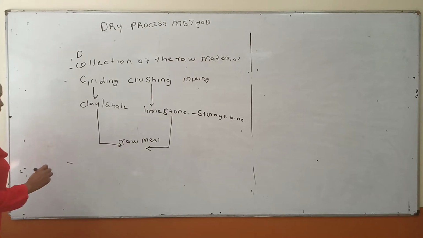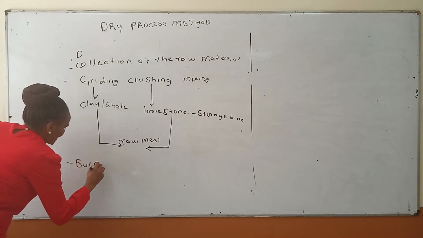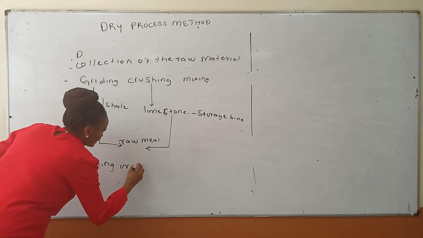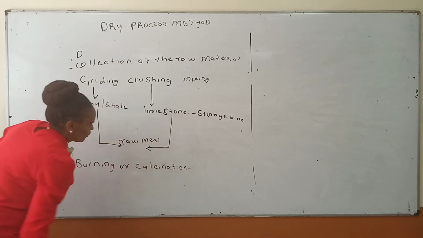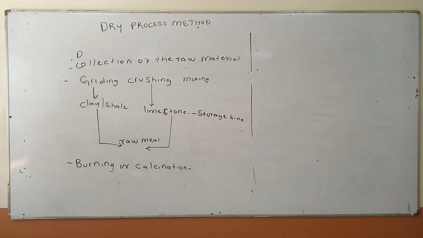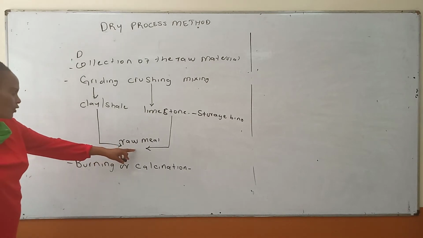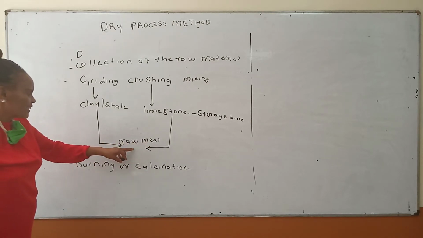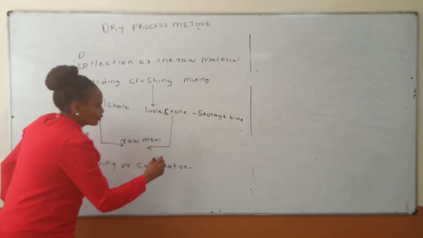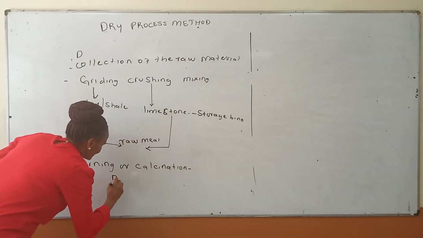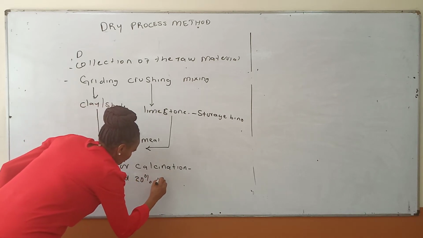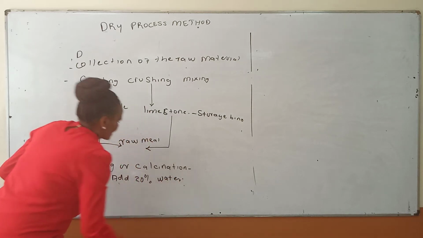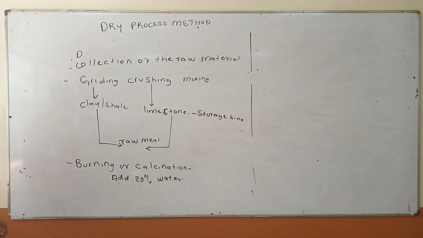Now from here, with the raw meal, you go to the third step, that is burning or calcination. When you are burning for the dry process, remember you cannot burn the raw meal when it is still very dry. So you add 20% of water to make sure that burning or calcination is effective.